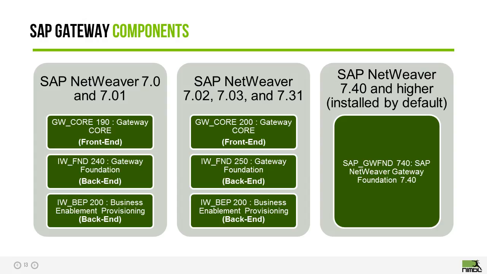As of NetWeaver 7.4 and forward, Gateway Core, Gateway Foundation, and Business Enablement Provisioning components have been merged into the NetWeaver Gateway Foundation, and they're installed by default. This is true regardless of whether the system is the front end or the back end. Both will have this same component. It's just a matter of configuration.